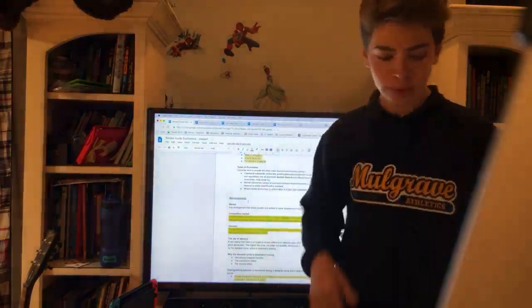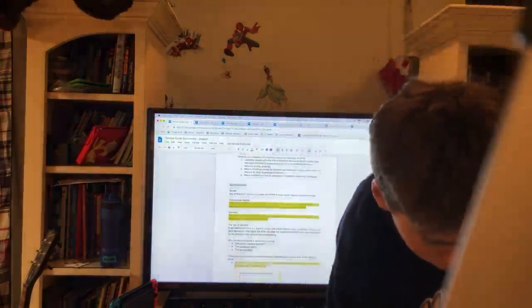And mixed economy is somewhere in the middle. Yeah, that's pretty simple stuff.